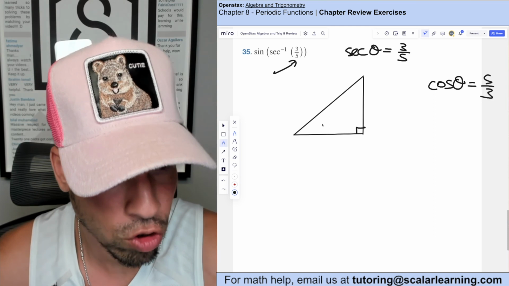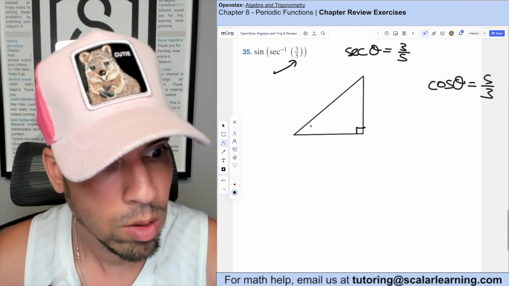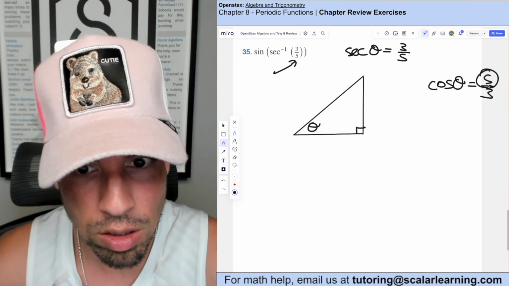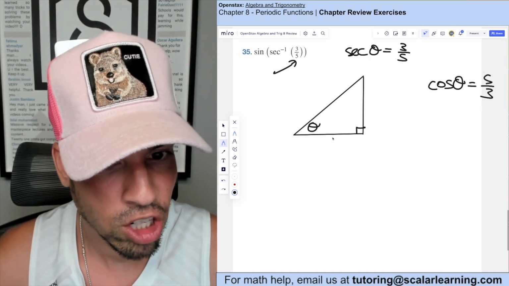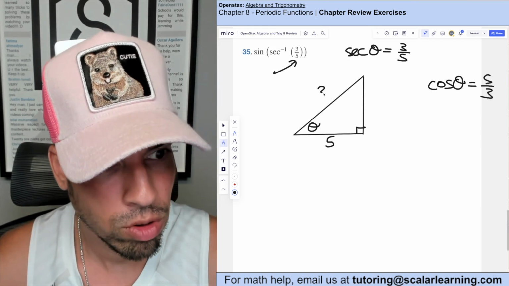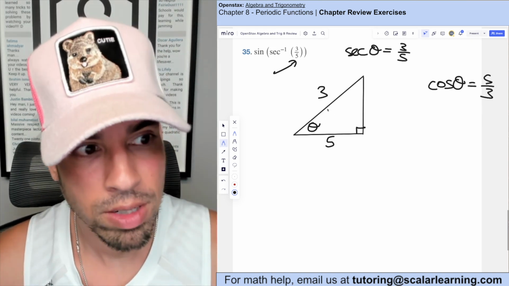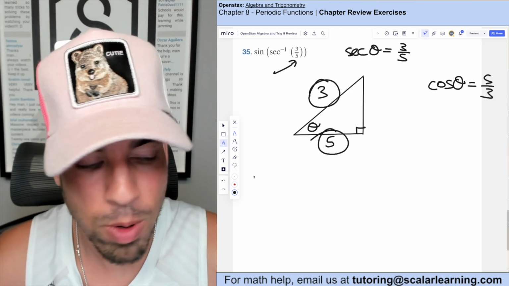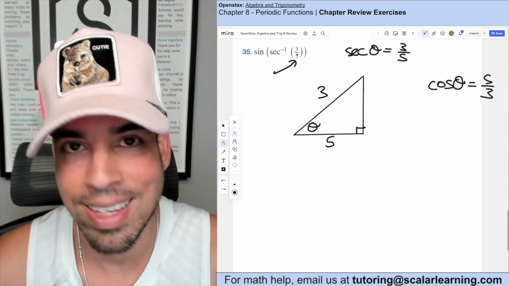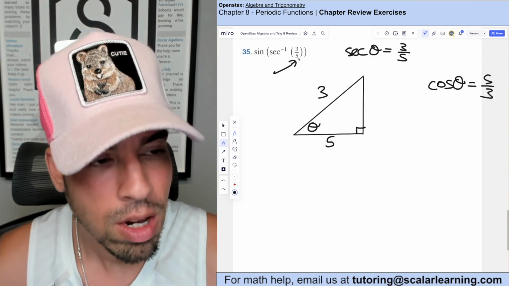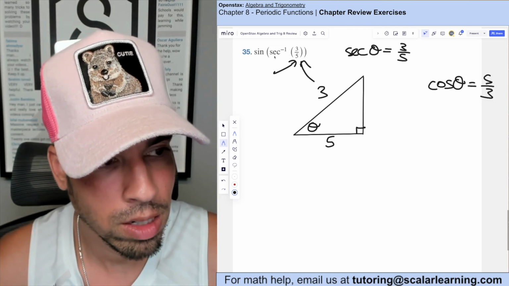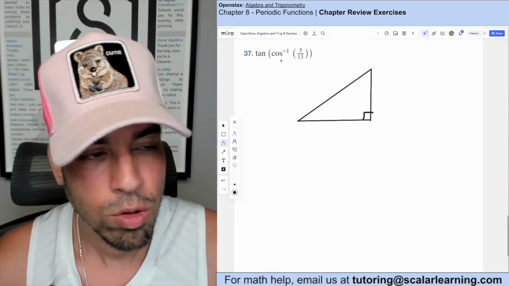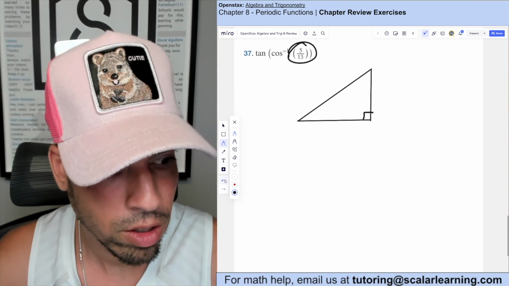We could make a little triangle here. This is typically how we would do it. We'd say theta is over here, and cosine is adjacent over hypotenuse, which means the adjacent side is 5 and the hypotenuse is 3. But right away, we have an issue. We can't have a hypotenuse that's smaller than the leg, which means we can't calculate this. This must be outside of the domain of arc secant, which means there's no solution. Boom, done.